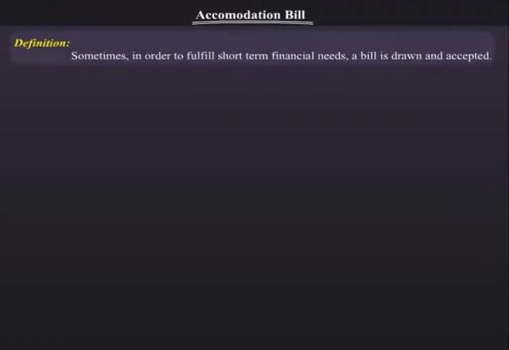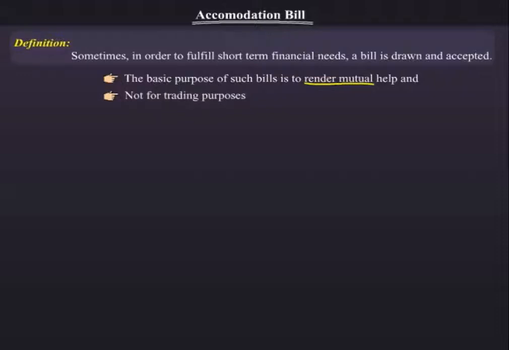Now, let's learn the concept of accommodation bill. To begin with, let's understand its meaning first. Often it happens that in order to fulfill short-term financial need, a bill is drawn and accepted. The basic purpose of drawing such bills is to render mutual help and not for trading purposes. Such bills are commonly known as accommodation bills.